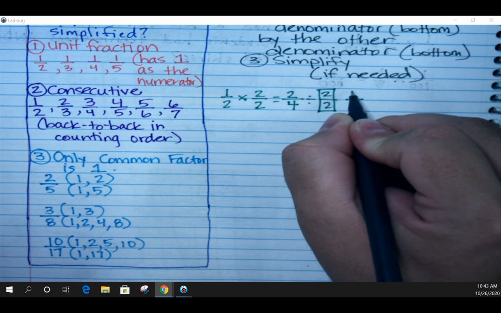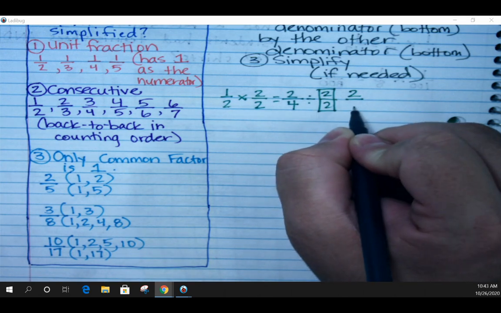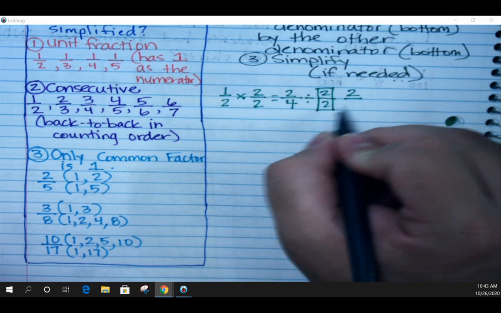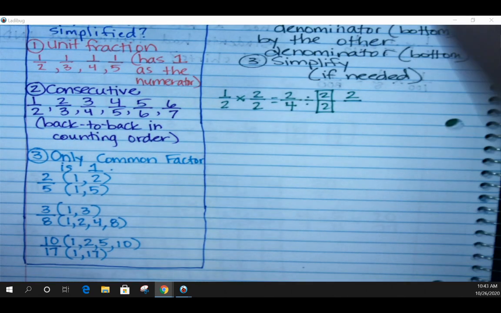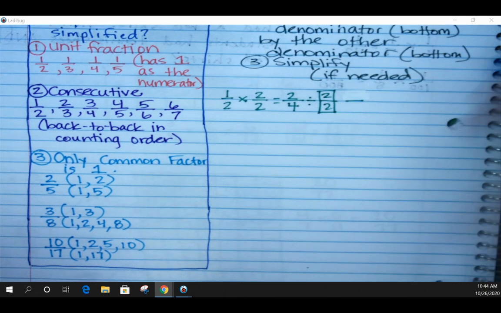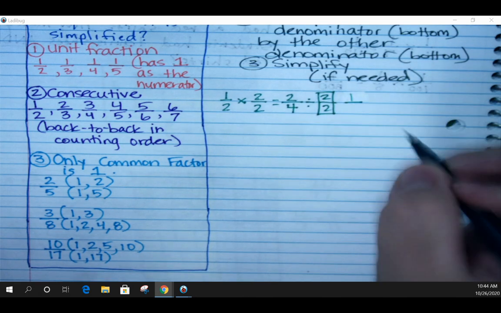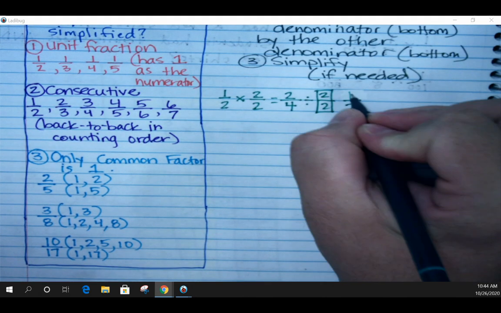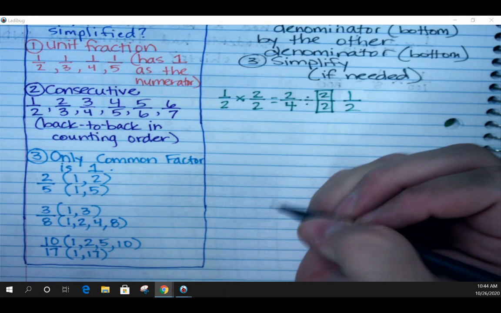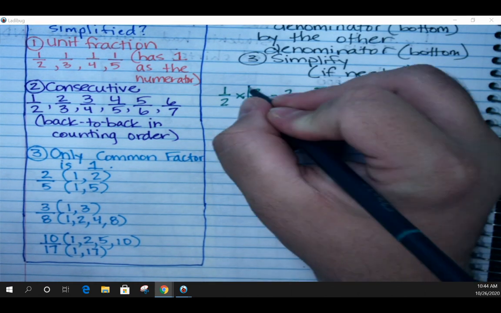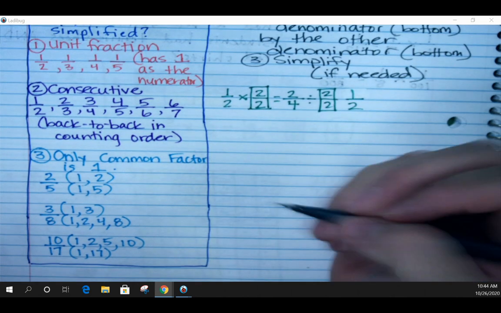2 divided by 2 is 2. 4 divided by 2 is? Huh? I said 2 up here. It should have been 1. 2 divided by 2 is 1. 4 divided by 2 is 2. So 1/2. We multiplied it out just to simplify it back down again. If we would have said 1/2 times a whole, we could have just written 1/2 and been done.